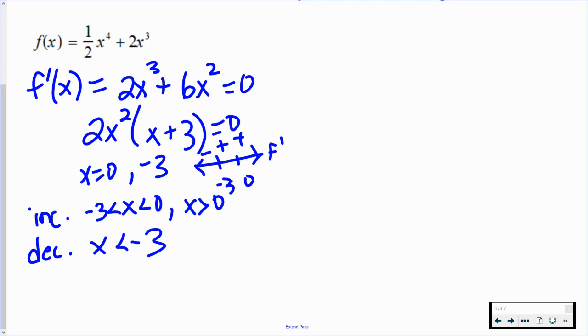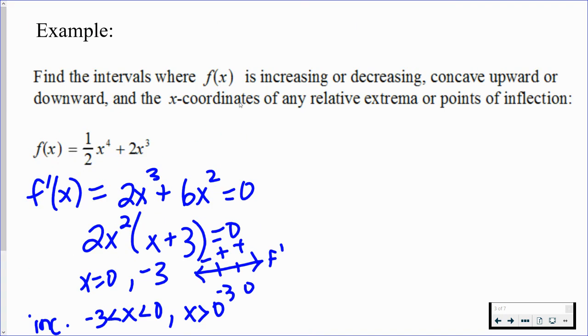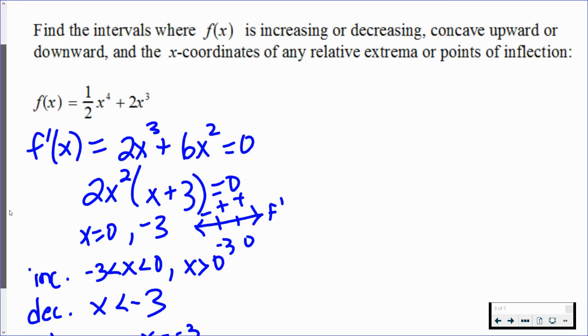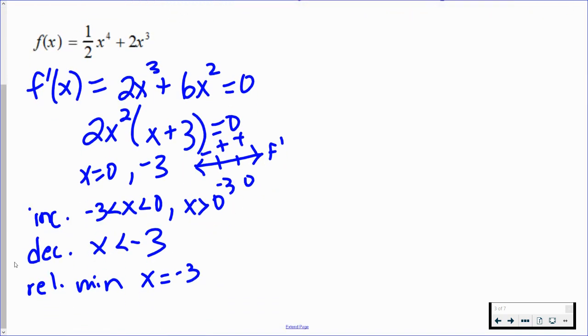At negative 3, we can see our derivative is changing from negative to positive, so that is a relative minimum at x equals negative 3. Now notice this just said find the x coordinates, right? Okay, x coordinates. So we did not have to plug back in. If they had said find the points or all the coordinates, then that would be plugging back into the original function to find the y coordinate. Okay, just so we know. All right, now let's take a look at second derivative and what that can tell us.